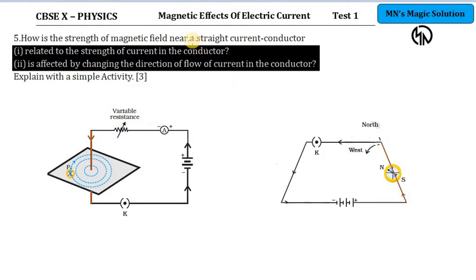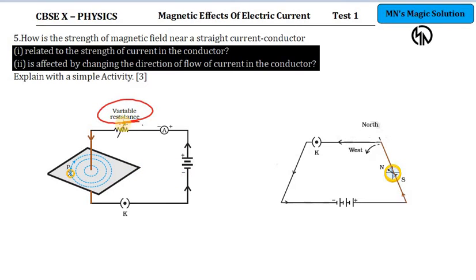Question number 5. How is the strength of magnetic field near a straight conductor carrying current related to the strength of current, and is it affected by changing the direction of flow of current? So two things we are going to discuss. One is you have to change the strength of current. Second is the change in direction of flow of current. In order to change the strength of current, if you could place a variable resistance in the circuit, it would be better.